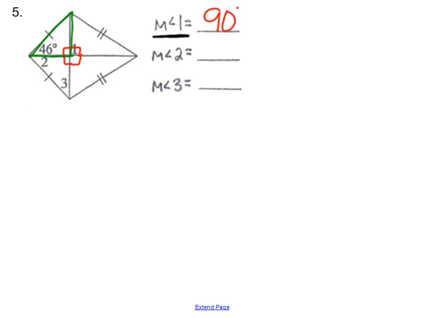And we say, okay, how are we going to figure out what angle 2 is? Well, if you look carefully at this triangle, these two triangles, they are congruent by hypotenuse leg. So if they're congruent by hypotenuse leg, number 2 is going to be congruent to 46.